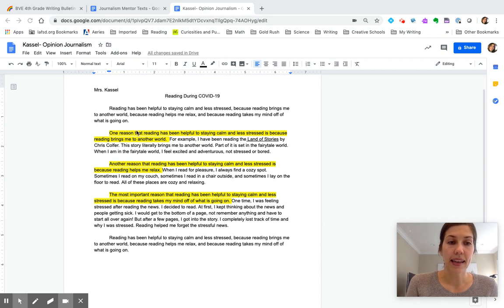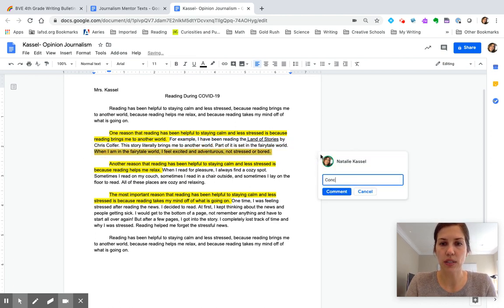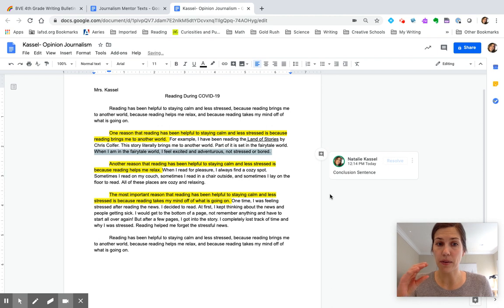So this is my reason paragraph about how reading brings me to another world. And I said, for example, I've been reading Land of Stories. It literally brings me to another world. Part of it's set in the fairy tale world. Here's the conclusion sentence. When I'm in the fairy tale world in my reading, I feel excited and adventurous, not stressed or bored. Can you see how this sentence actually concludes the paragraph? It's a conclusion sentence. It connects my evidence about the fairy tale world with my reason. It says, when I'm in the fairy tale world, I don't feel stressed anymore because reading helps me.